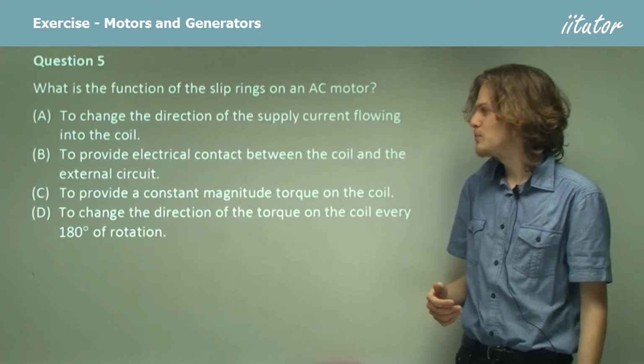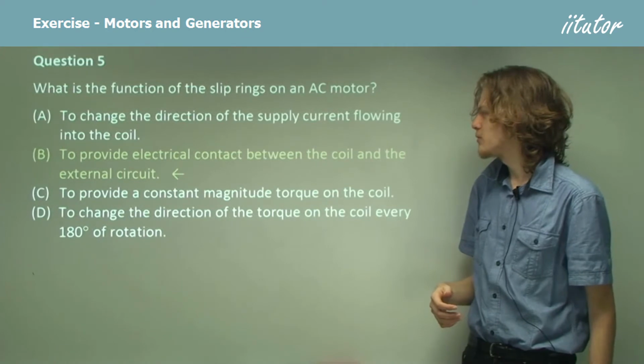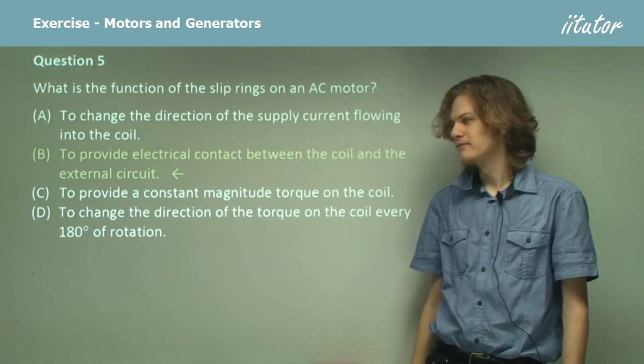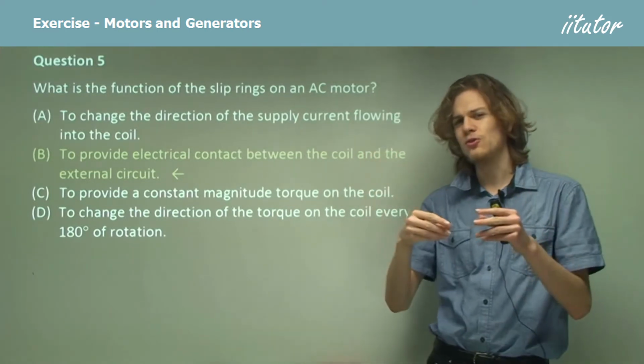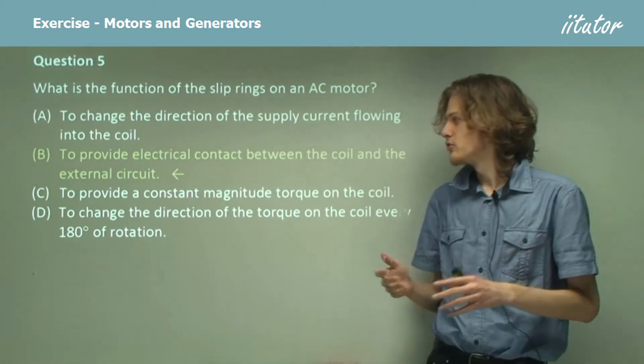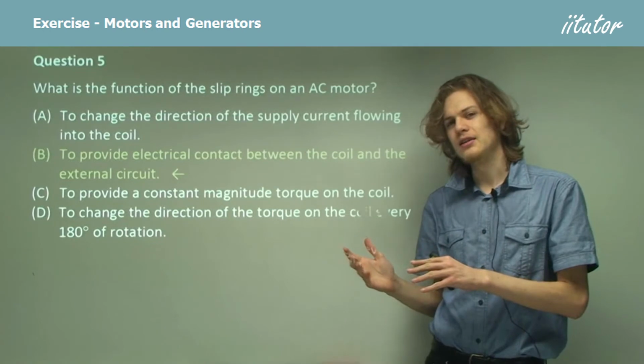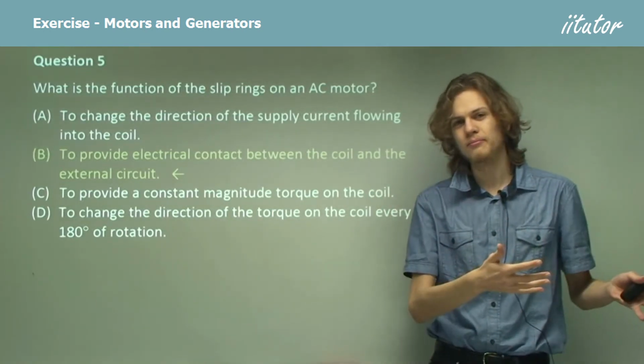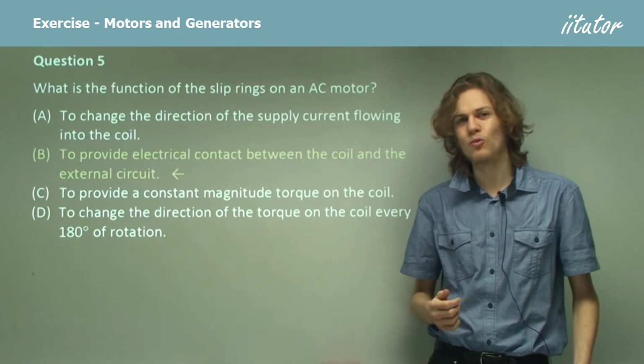Our last option then is B, to provide electrical contacts between the coil and the external circuit. In fact, if we had a ring that was completely fixed to the coil, then the coil wouldn't be able to turn. So the purpose of slip rings is simply to allow the coil to connect to the circuit without getting tangled up along the way.